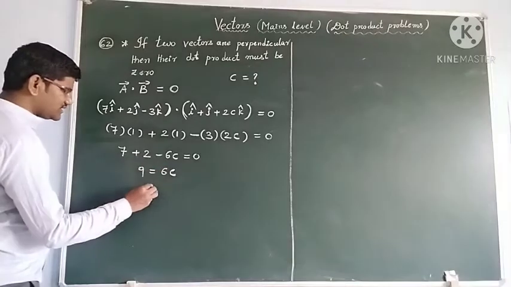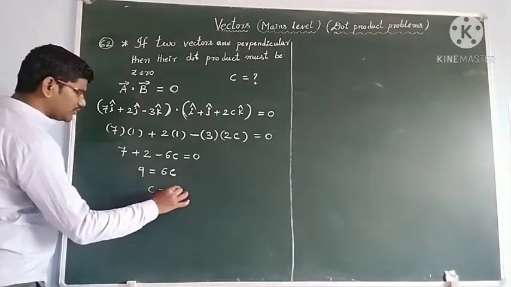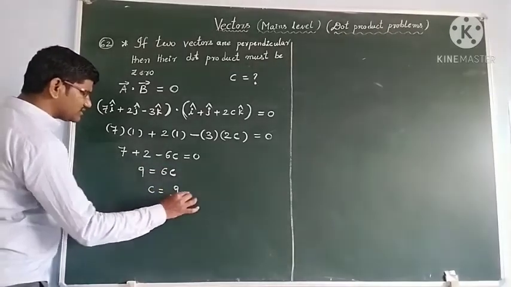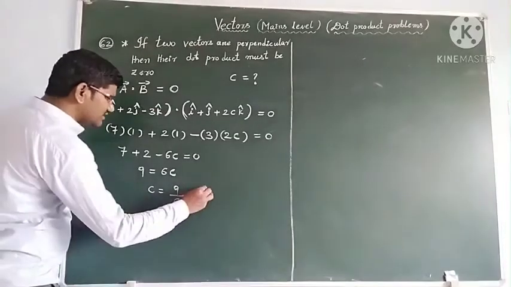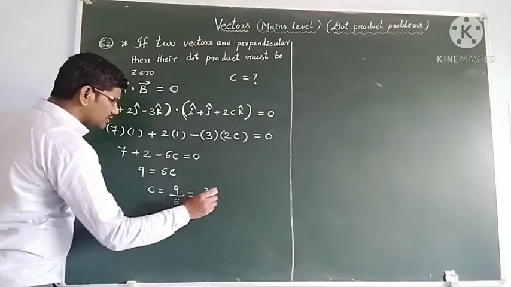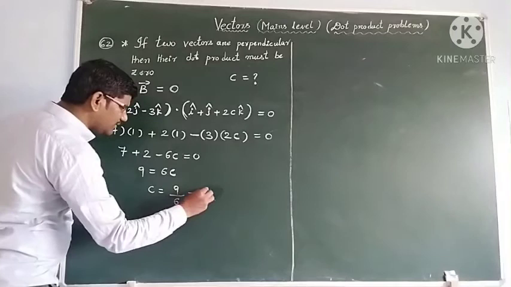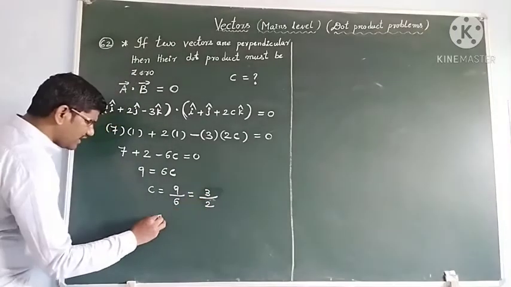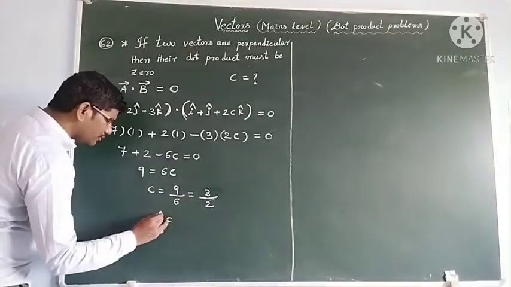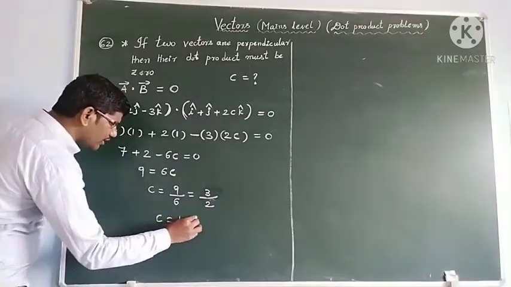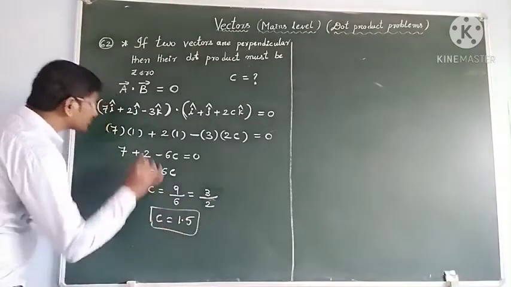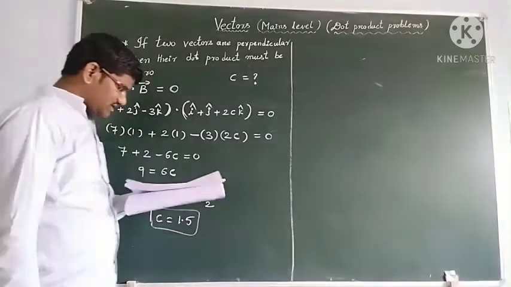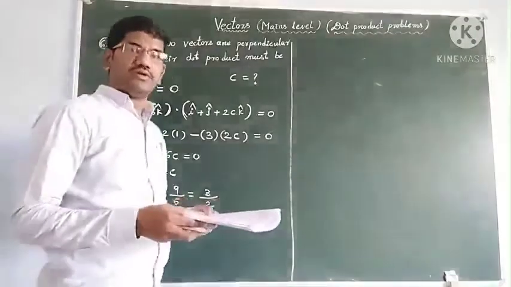Okay students, then c is equal to 9 by 6. So 3 3s are 9, 3 2s are 6. Then the value of c is 3 by 2, which is 1.5. So this is the answer for problem 62. Okay.